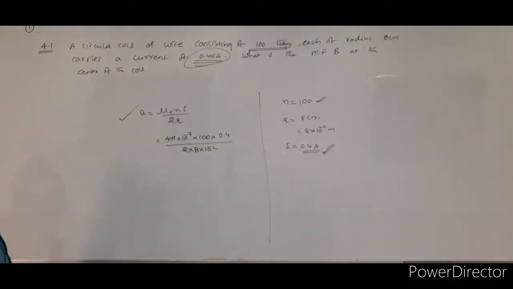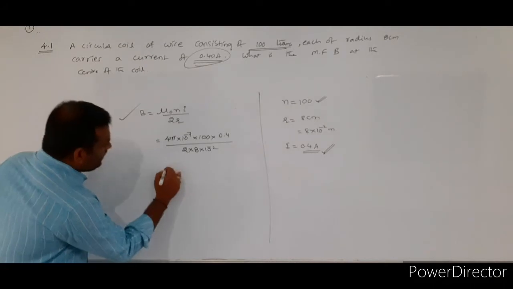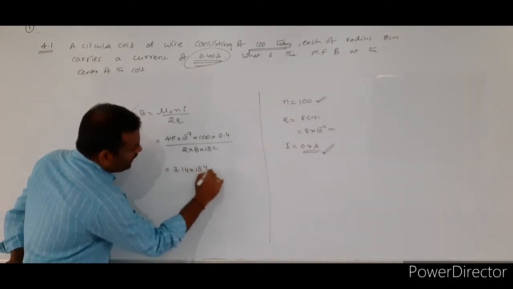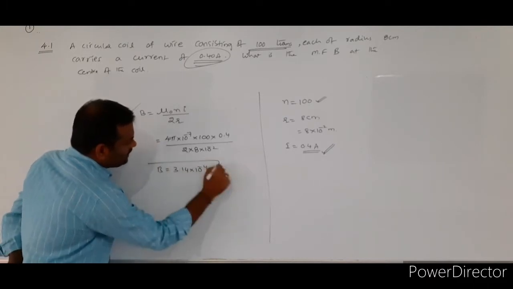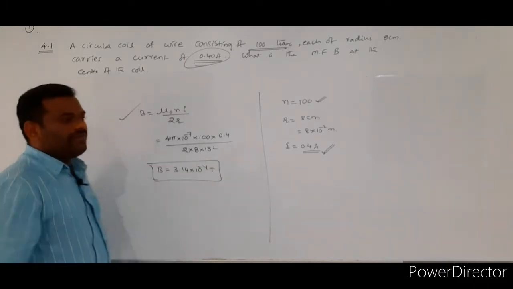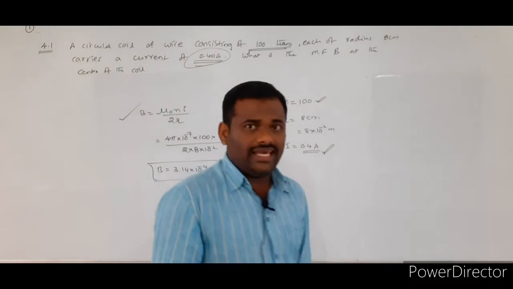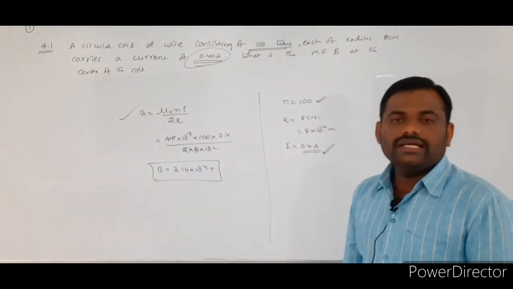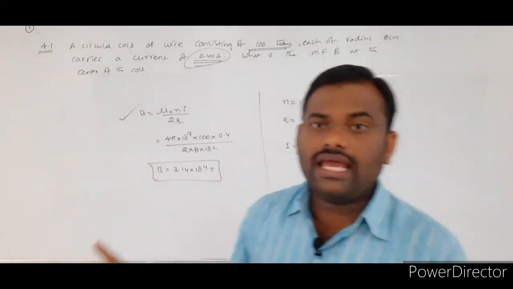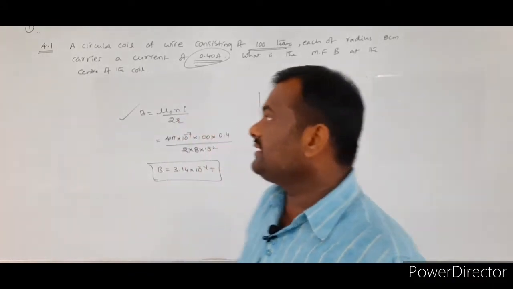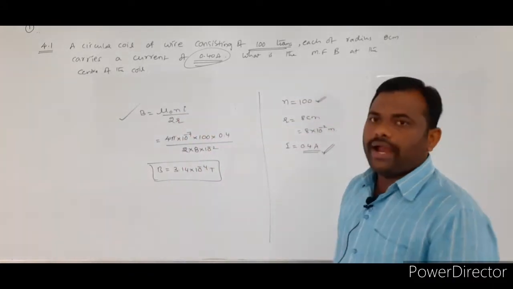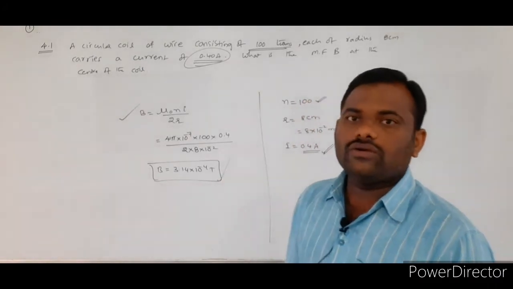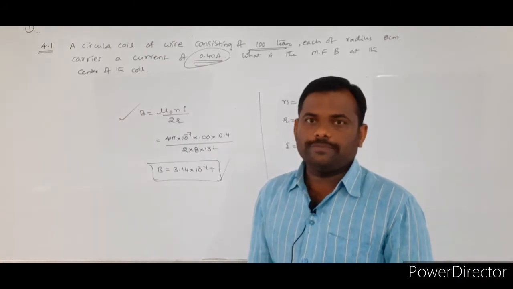Now if you simplify that, the answer is 3.14 into 10 power minus 4 Tesla. Tesla is the SI unit for magnetic field induction. So this is the numerical number 4.1, and the corresponding answer is 3.14 into 10 power minus 4 Tesla.